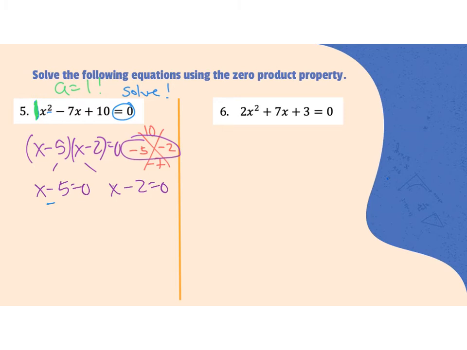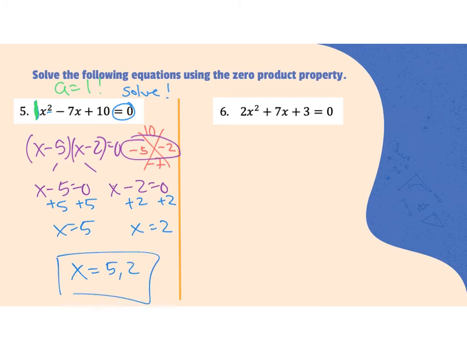Add the 5. You get x equals positive 5. Add the 2. You get x equals 2. So your two solutions here are 5 and 2. There you have it. Let's try number 6.